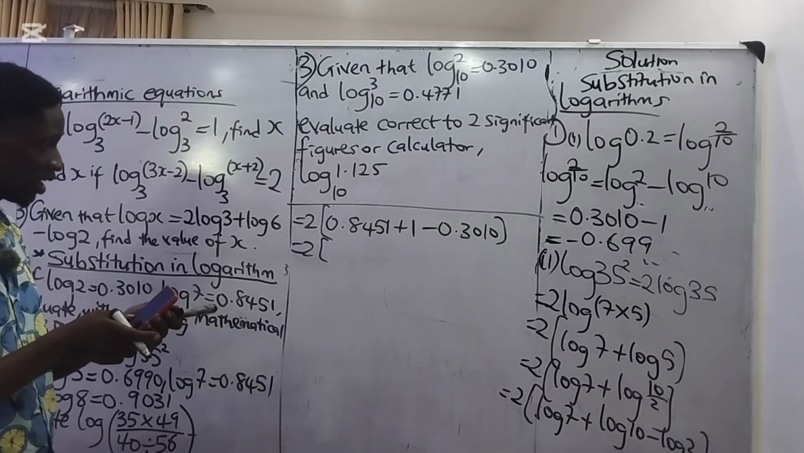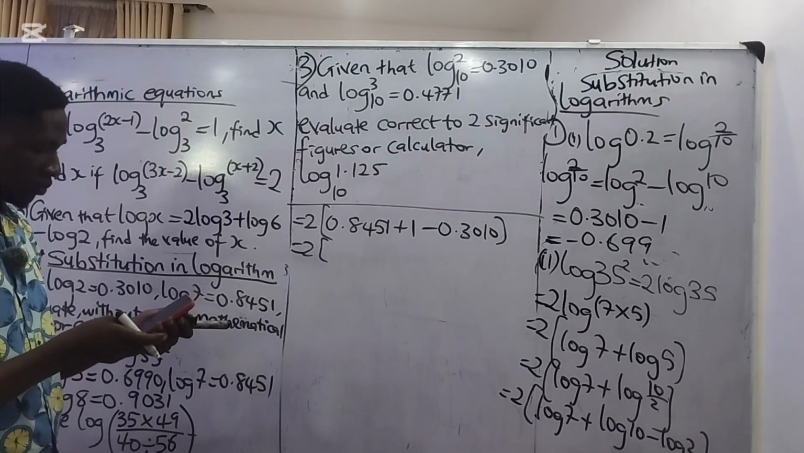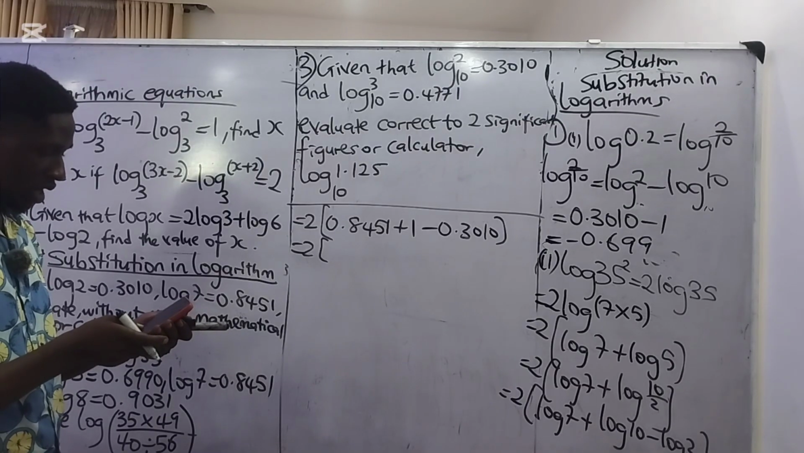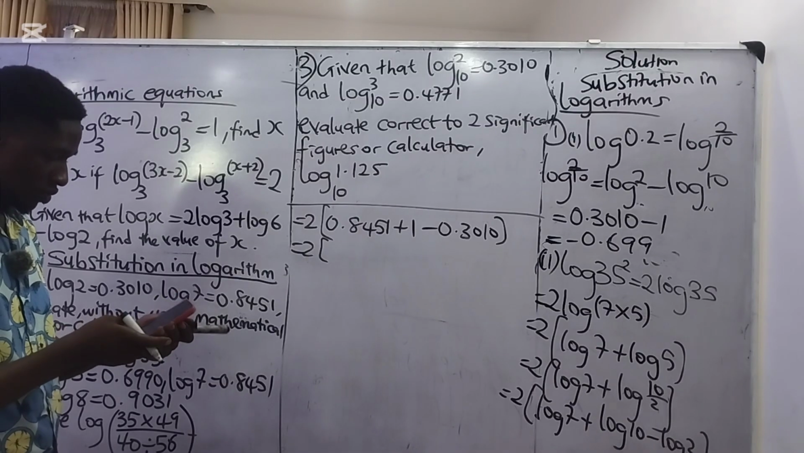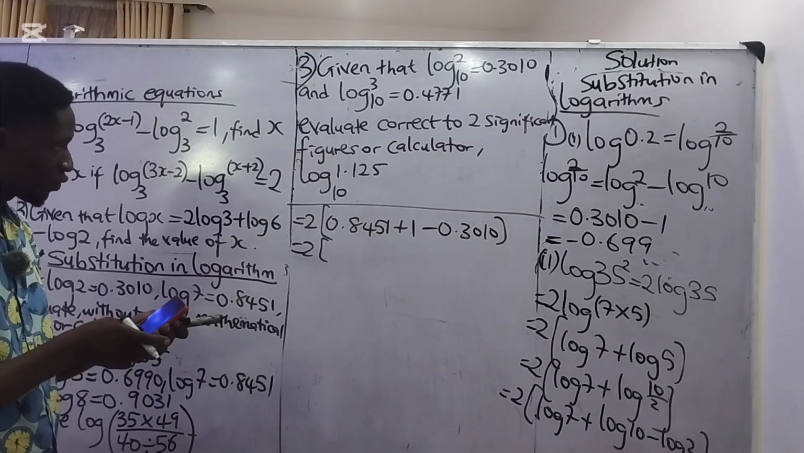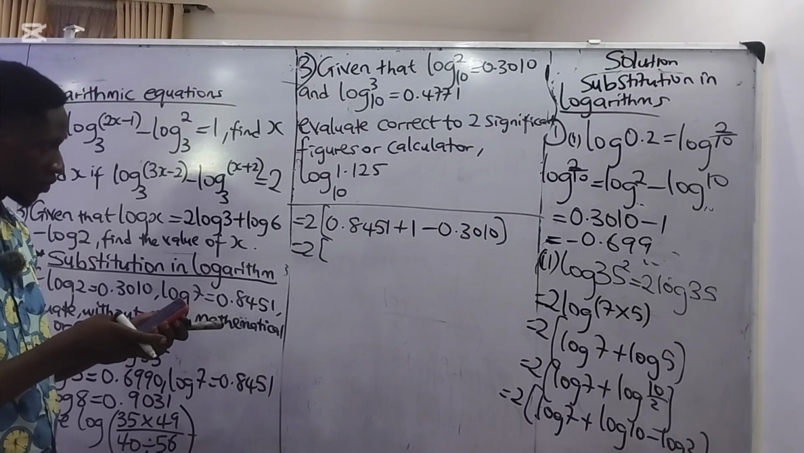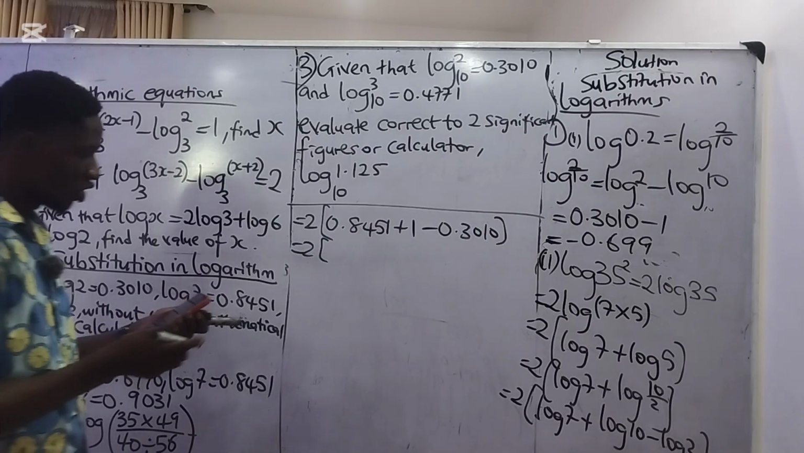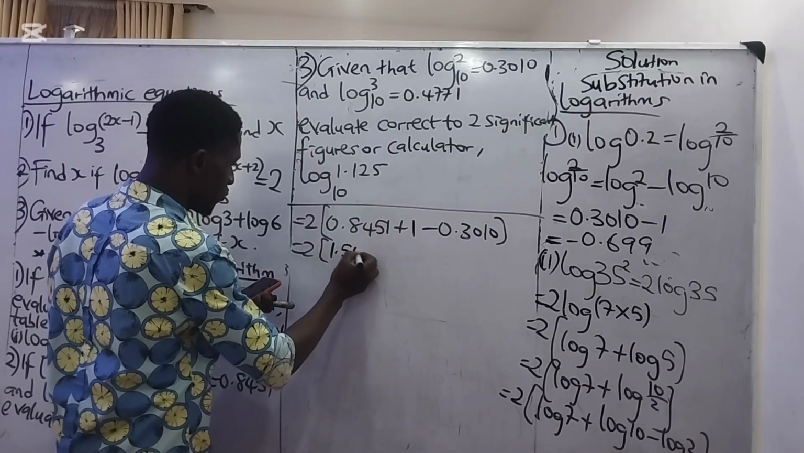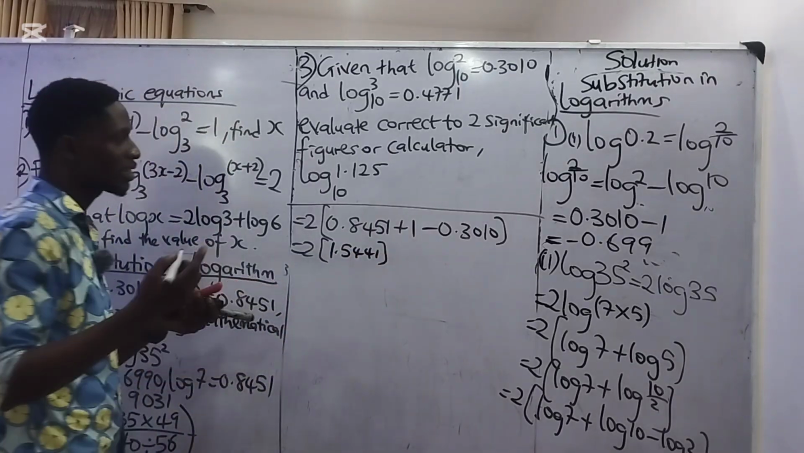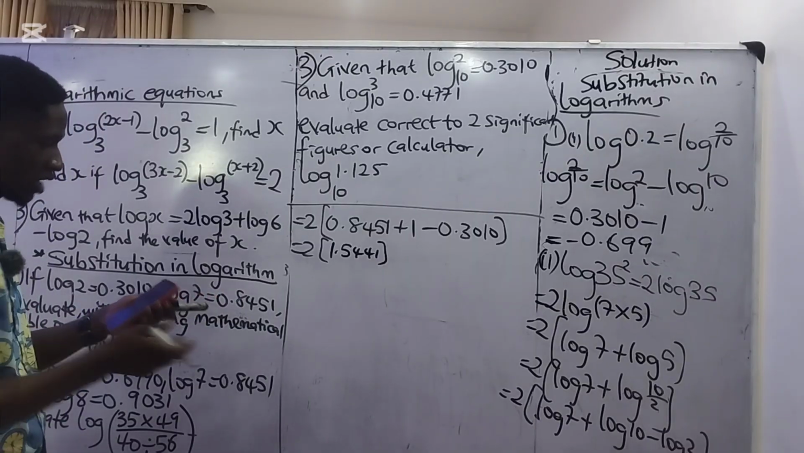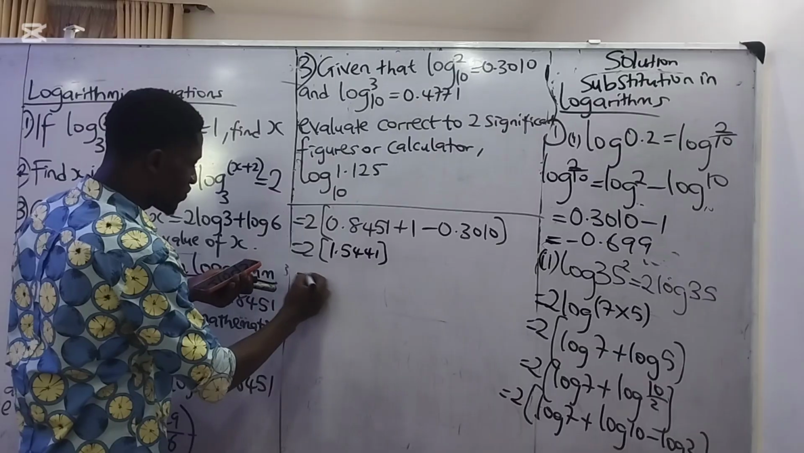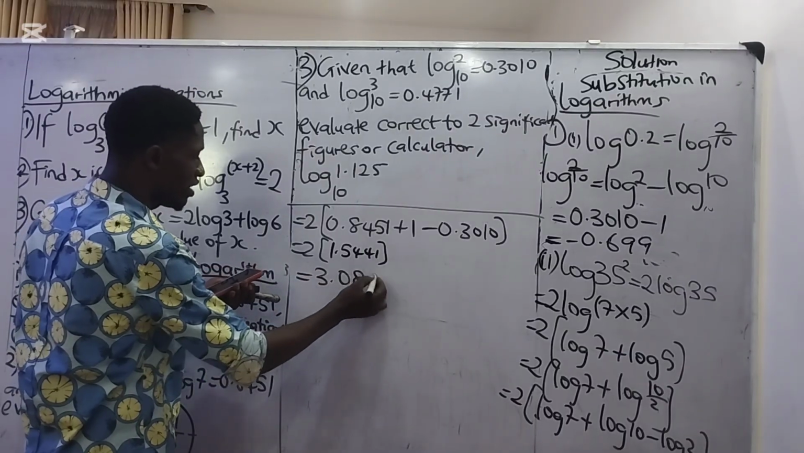I have 0.8451 plus 1 minus 0.3010, which is going to give us 1.5441, then times 2. There's 2 outside, times 2. So the final answer is 3.0882.